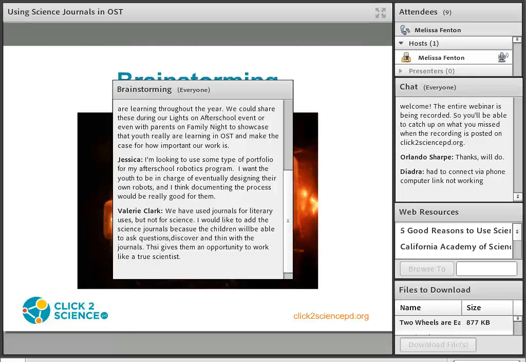And Valerie, I definitely agree with you. It is the opportunity to work like a true scientist, and I think it reinforces that a scientist isn't just someone in a lab who's doing experiments, the mad scientist in the lab coat type of idea that we all have. It's someone who's going out, observing things, collecting data, writing their data down, and then drawing conclusions from that.